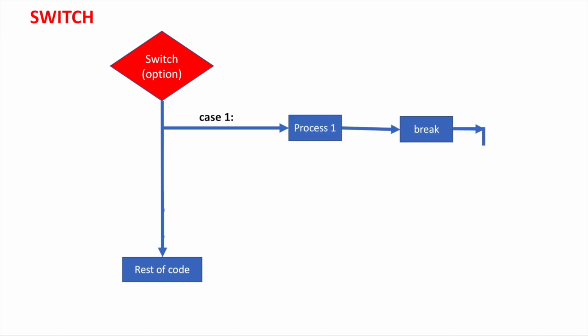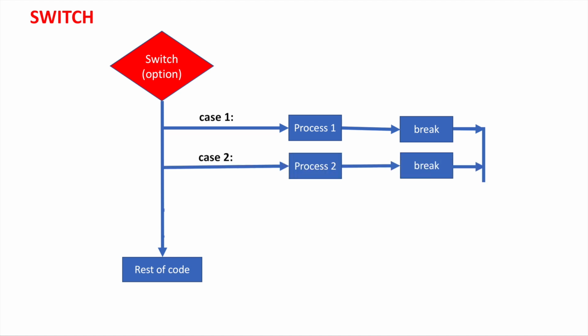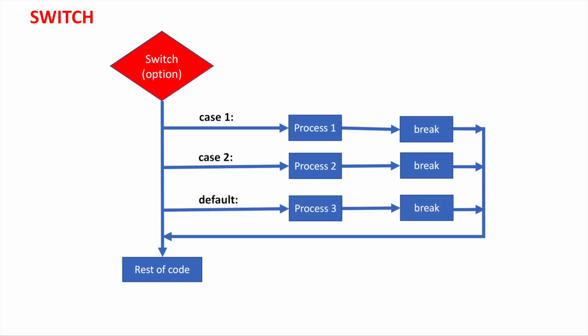So if you have case 1, you selected the first case, you go do process 1 and then you break. And then if it's case 2, you do process 2 and break. And if it is nothing similar to 1 or 2, a different thing, then you can do process 3 and break.